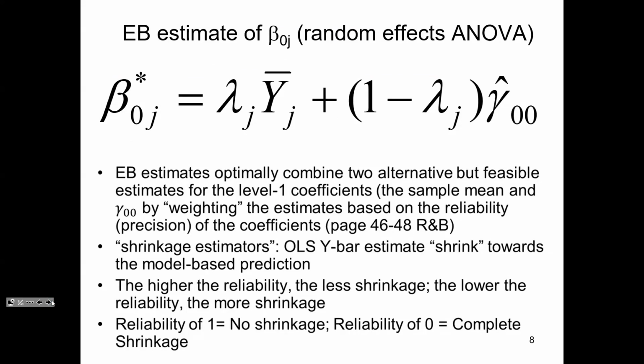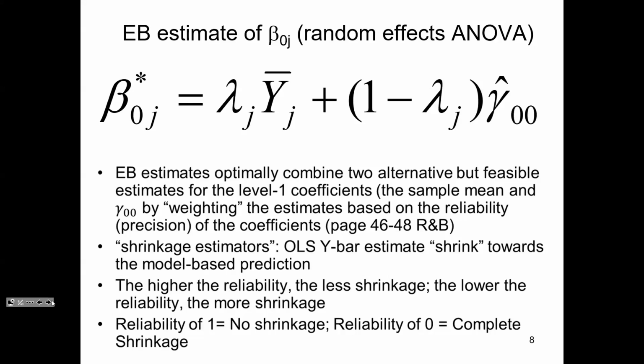This empirical Bayes estimate of the cluster mean for school J is going to be the reliability for school J. That's what that lambda is. Lambda is the reliability that I showed you how to estimate before, times the school's actual observed sample mean, like their OLS estimate or their just plain old descriptive estimate. And that makes sense. Really high reliability, I'm going to weight the observed cluster mean really highly, plus 1 minus the reliability times the model-based estimate. And the 1 minus the reliability, that's the uncertainty that I have about that cluster mean.